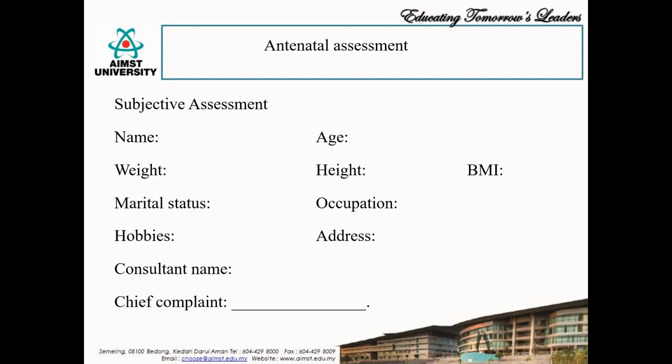So first is your subjective assessment. Subjective assessment means the normal details of the mother which you need to know before going into the exercises. So the subjective part: name, age, weight, height. Weight and height you need to know to calculate the BMI. Then marital status, occupation, hobbies.